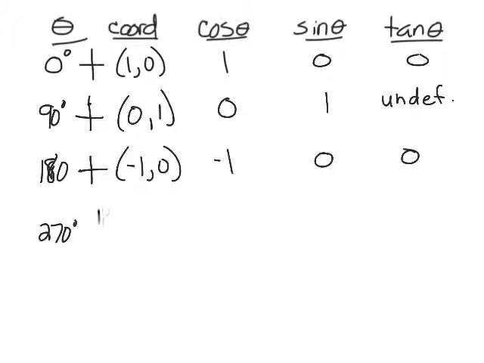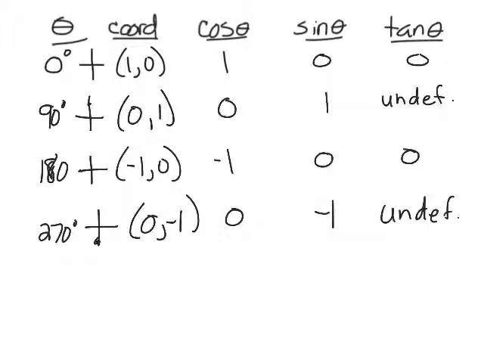At 270, we are on the negative y-axis, so that's 0, negative 1. Cosine is 0. Sine is negative 1. Tangent, again, is undefined. Then as we go all the way around, 360 is going to be the same as 0 degrees, so that coordinate is 1, 0. The cosine is 1, the sine is 0, and the tangent is 0. We're going to combine all these things in class and evaluate trig functions at any angle using quadrantal angles, our special triangles, our reference angle, and our quadrant signs.